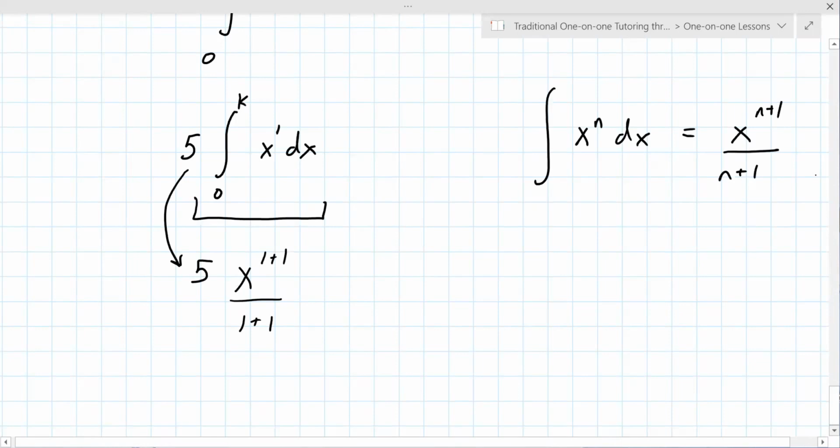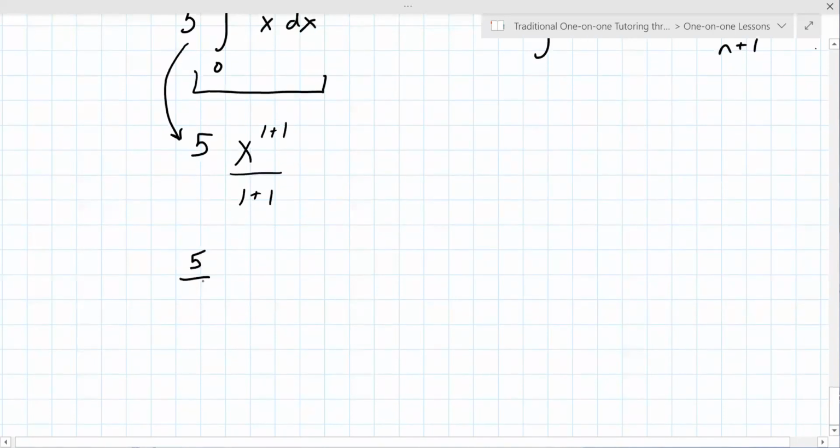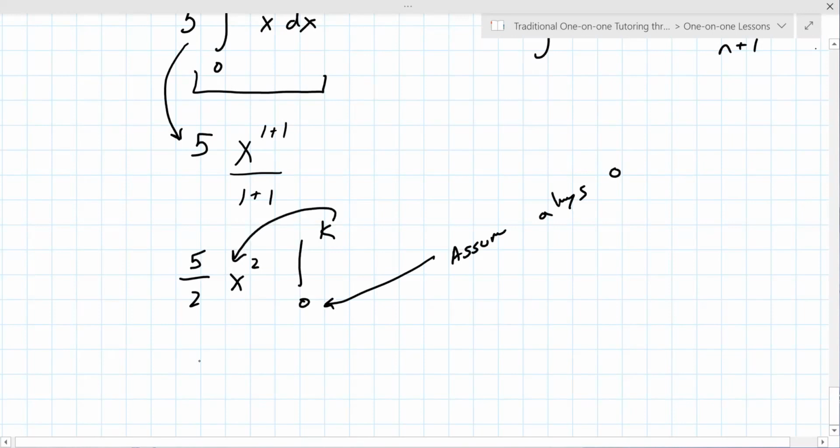Gotcha. So we're not quite done yet, but like is everything okay so far? Yes. Okay, so this simplifies to 5 halves x squared, but then you evaluate it from 0 to k. Let's assume that this number is always 0, even in the one you're going to get. You just take this k and you put it in for x. So it becomes 5 halves x, I'm sorry, k squared. And if this is a probability density function, which it is, like it's supposed to be, then this is supposed to equal 1.